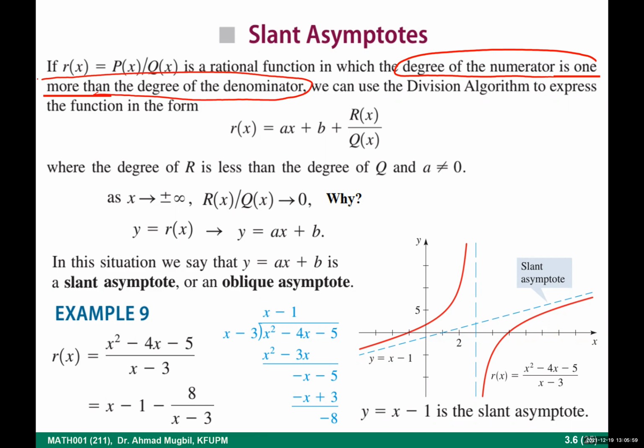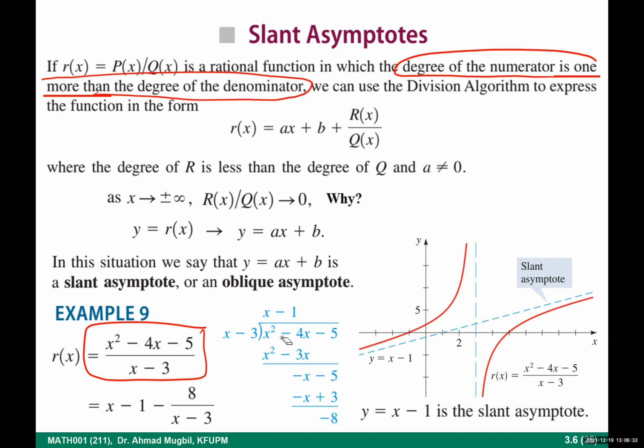So you will know whether there is a slant or not. The question is how to obtain the equation of the slant asymptote. The idea is to do just the long division. Just use the division algorithm. For example, here we have a polynomial of degree 2 divided by a polynomial of degree 1. So in this case, the degree of the numerator is 1 more than the degree of the denominator, so we have a slant asymptote. How to find it? Apply the long division.